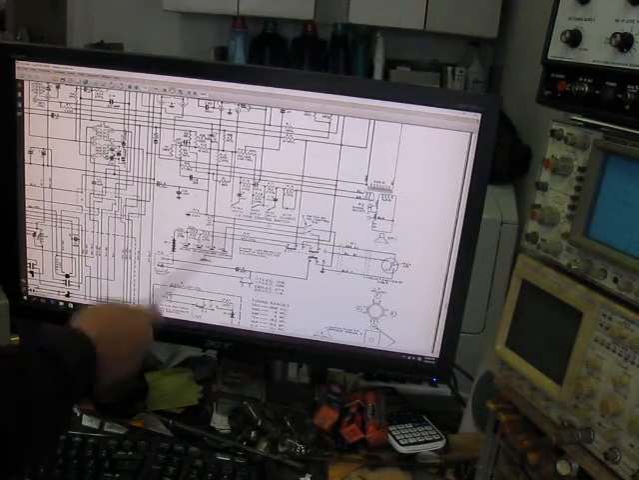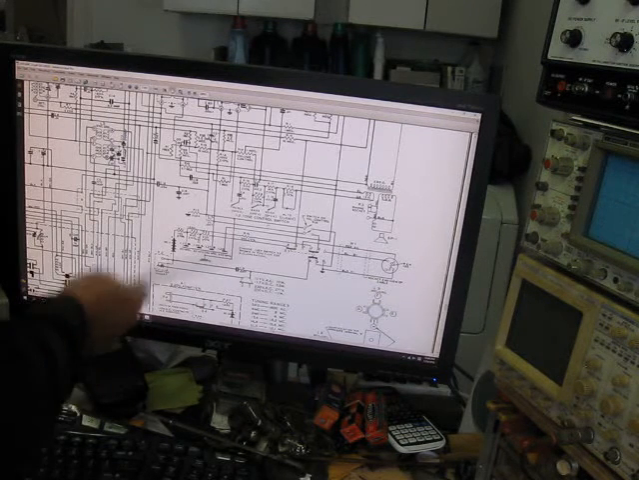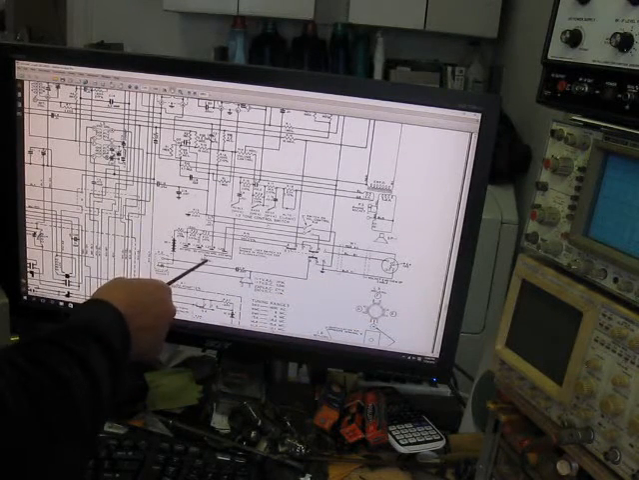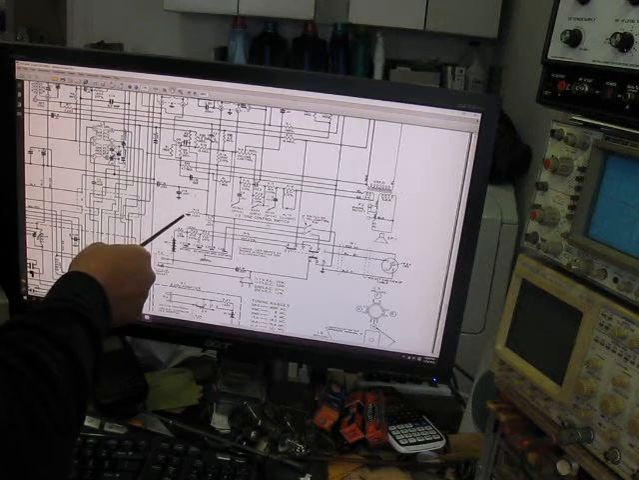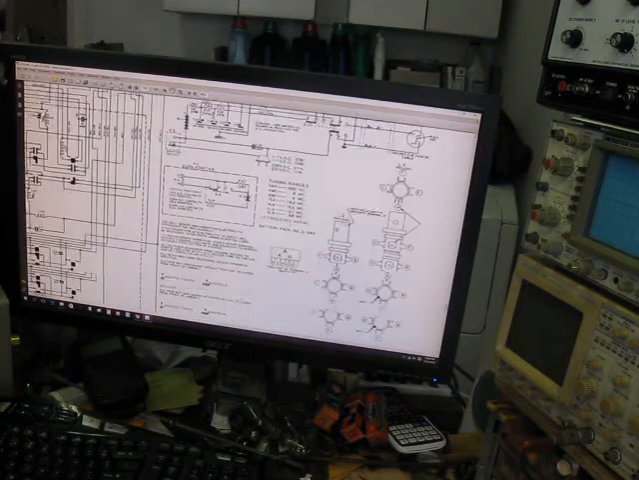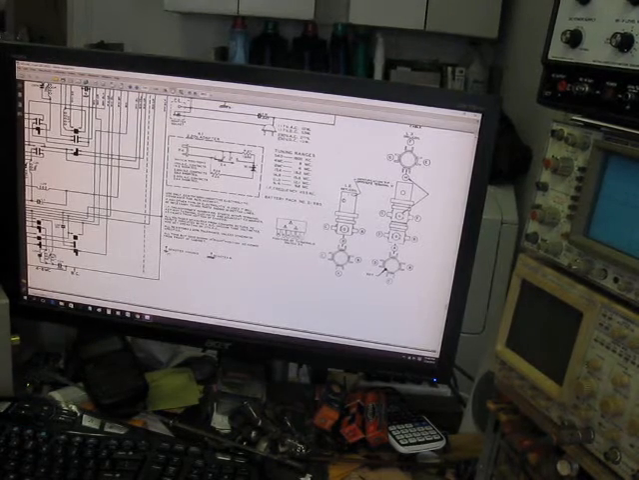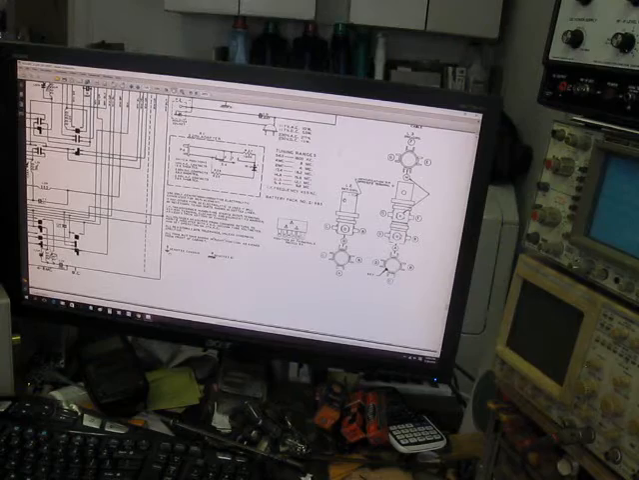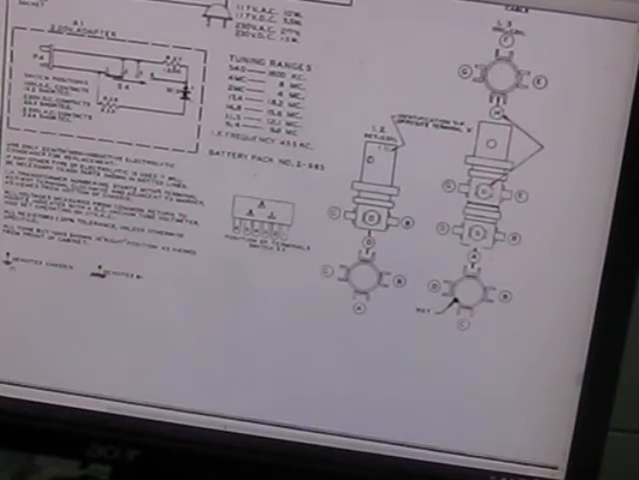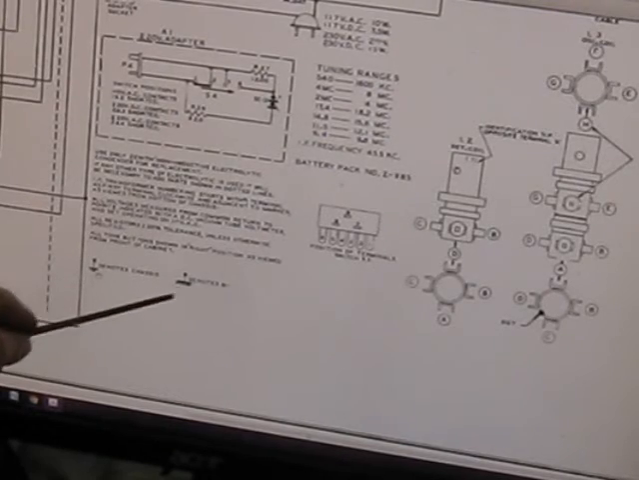But anyway, despite the ground symbols they use, this is B minus. It tells you it's B minus. Now the chassis is floating. This is chassis right here. And if I move around, you can see it tells you right here. Yeah, okay. I think you can see these. Let me zoom in just a little bit here. Okay, this denotes chassis, this denotes B minus.